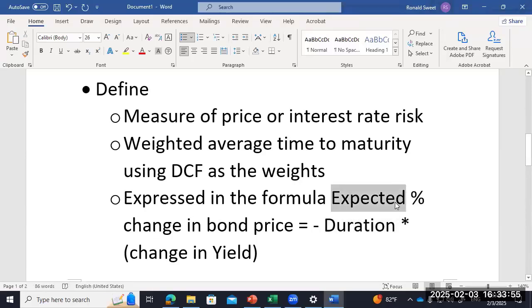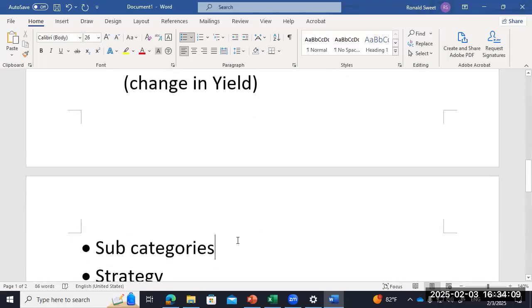I say the expected because duration won't give you a precise answer. And that's where convexity comes in. We'll talk about convexity. There's really two things that express how bond price will move: duration and convexity. That's to define. What are the subcategories?